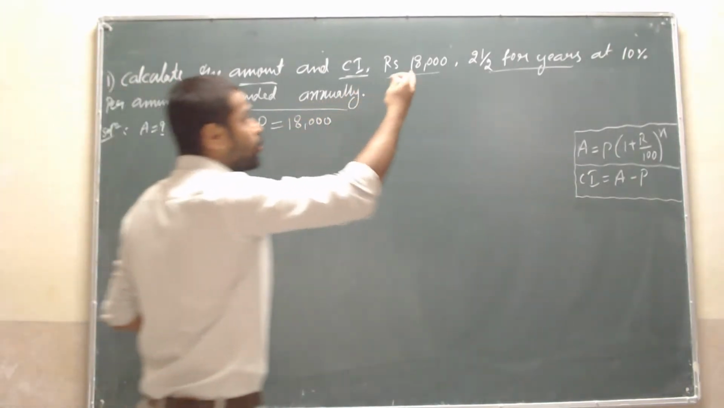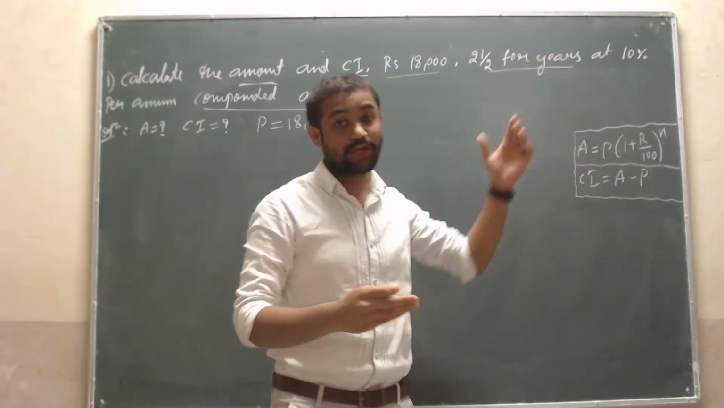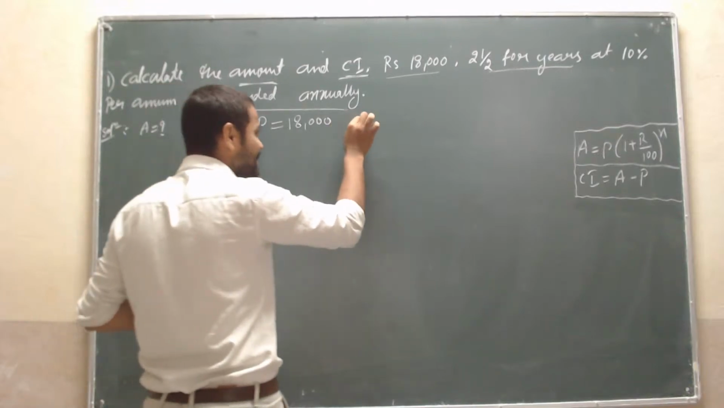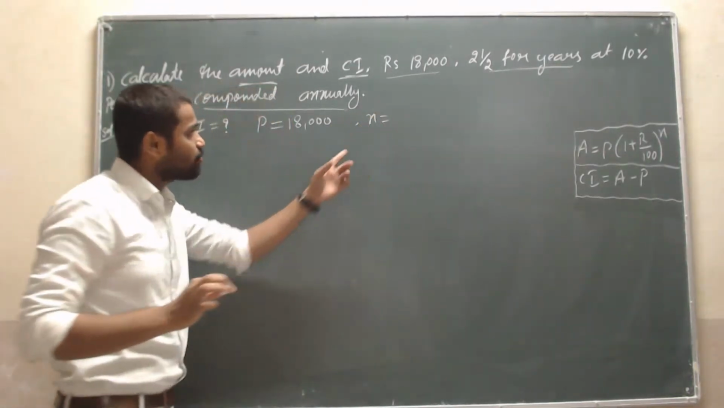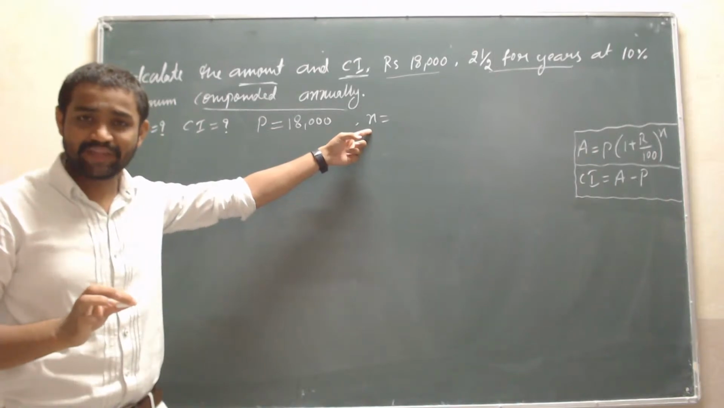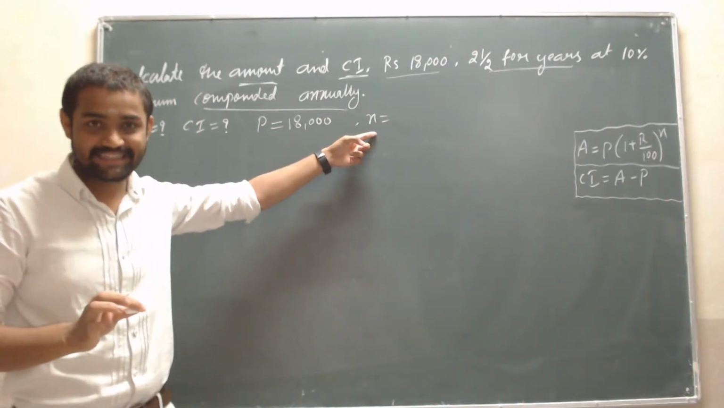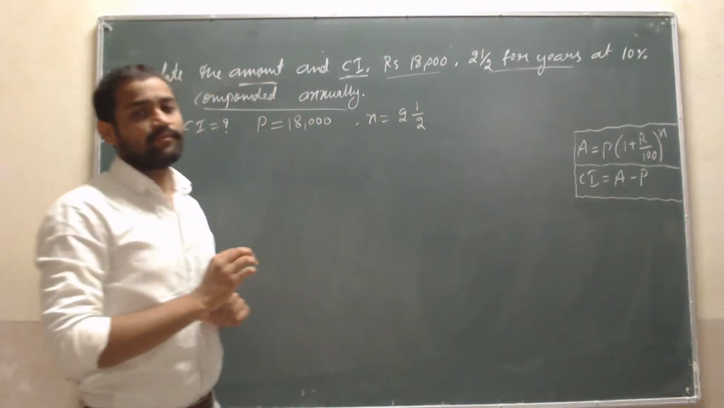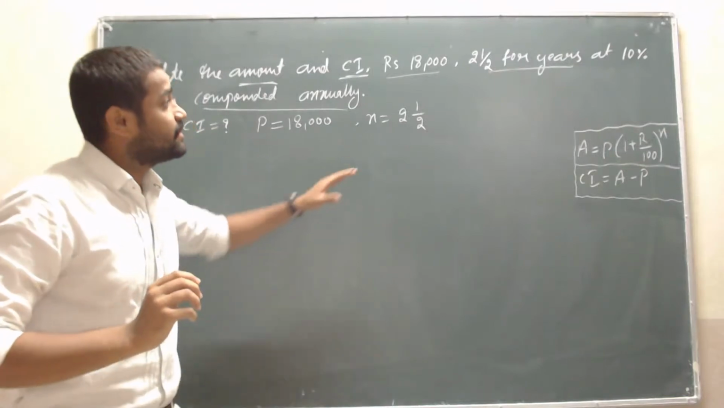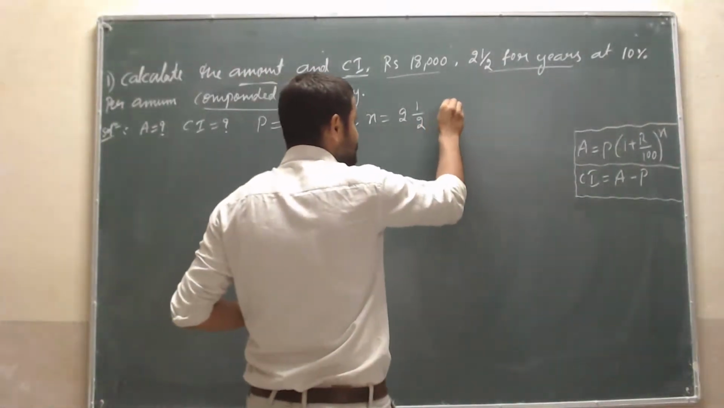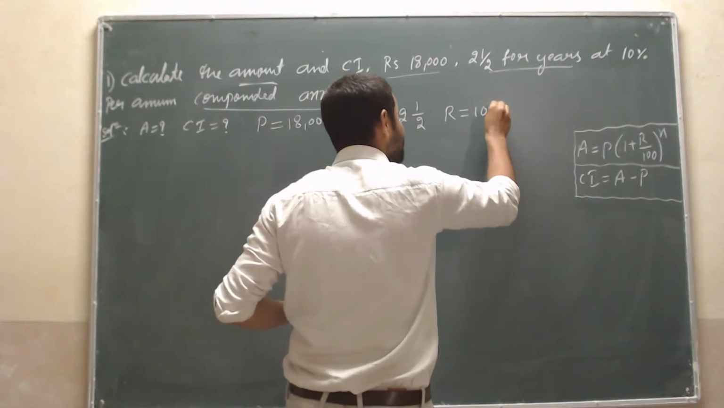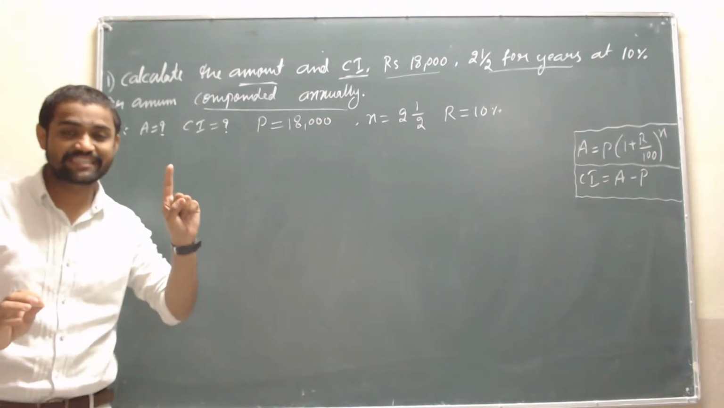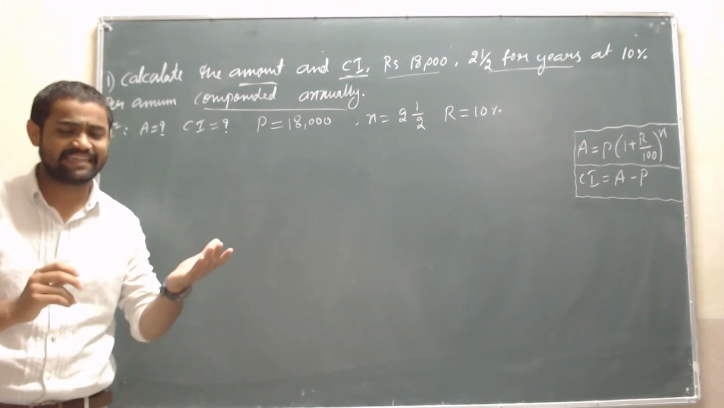Then 2.5 years. What is that? Yes, sir, that is the N, students: the number of years, or the time period. Here I will write 2.5 years. And the rate of interest he has given is 10% per annum. Annum means per year, 10% interest per year.